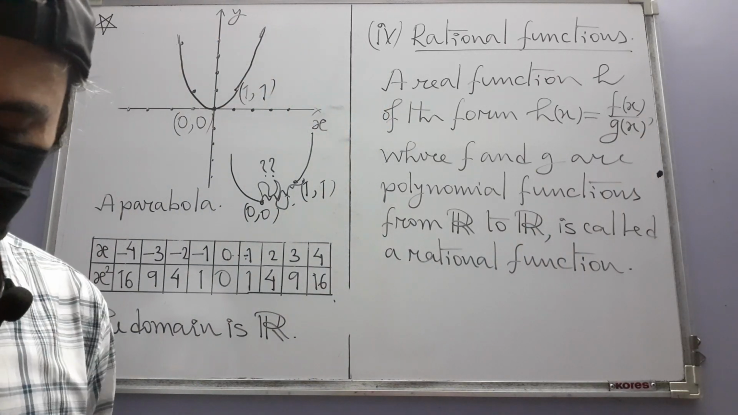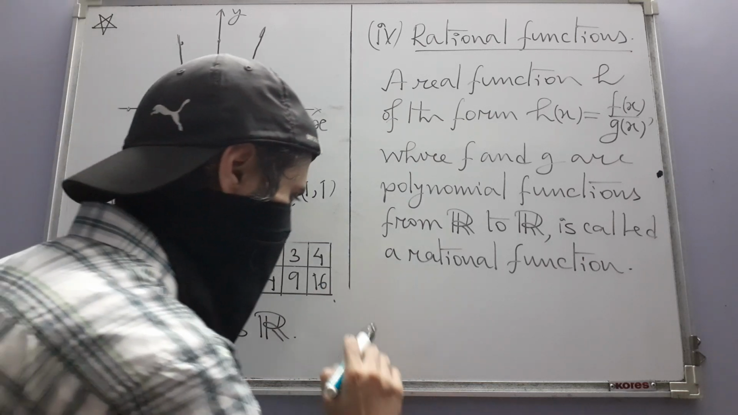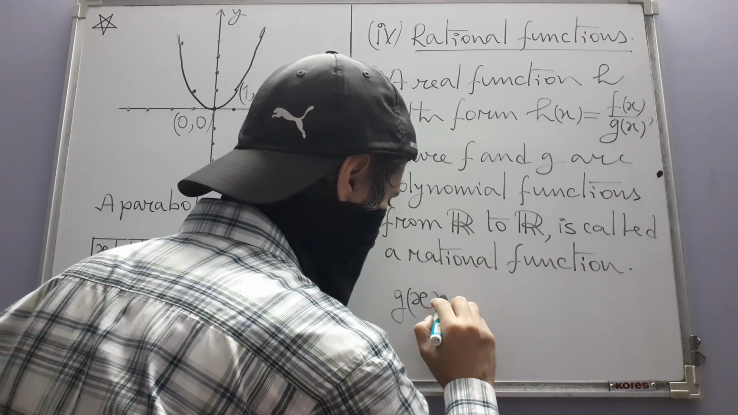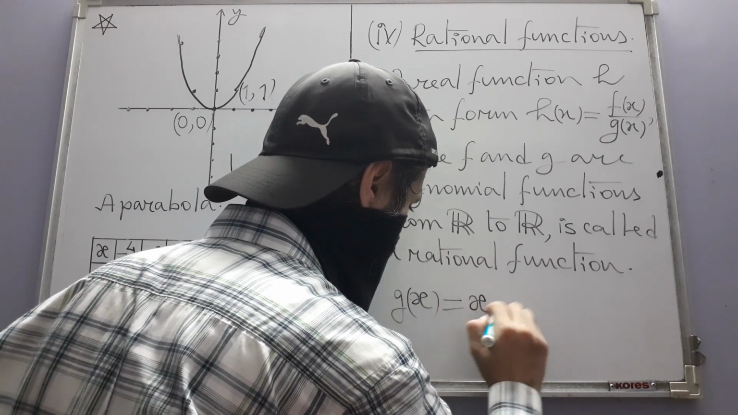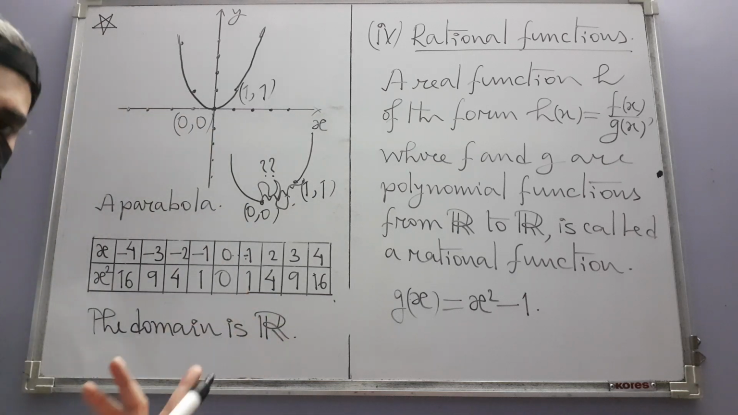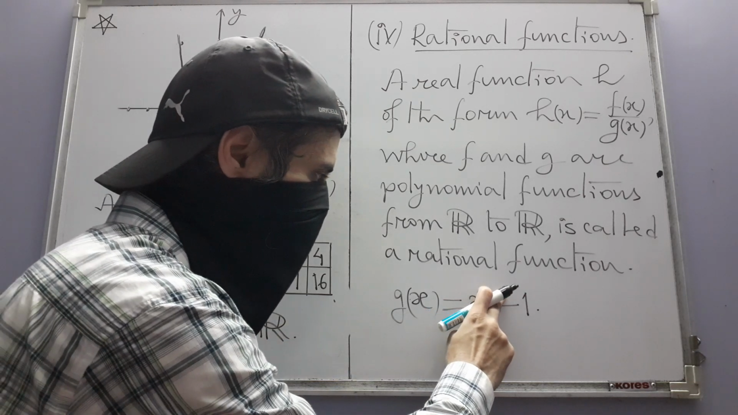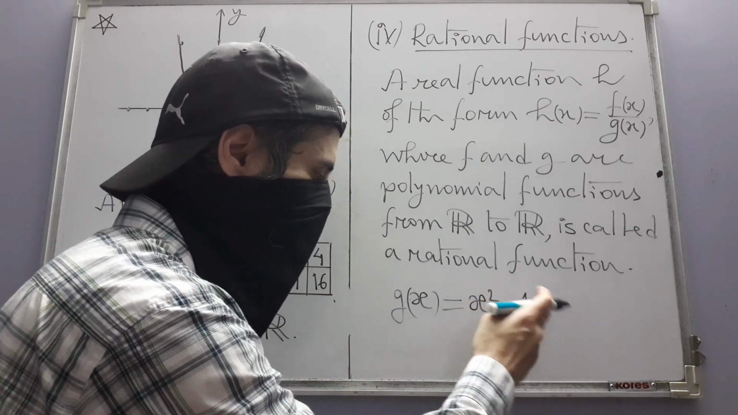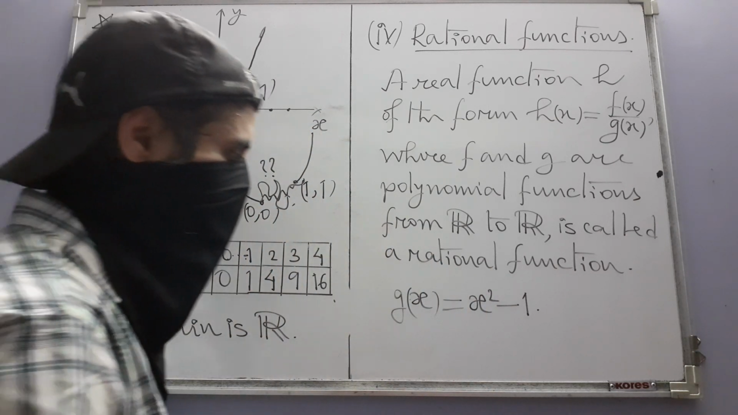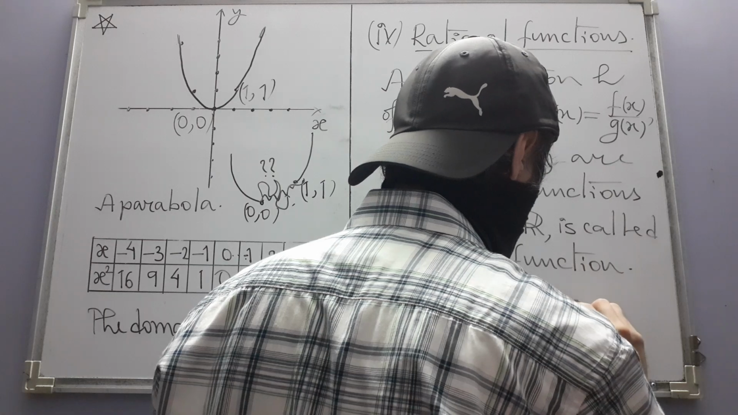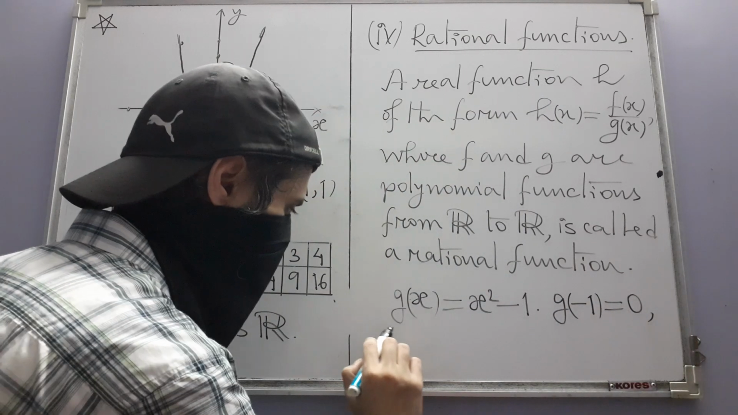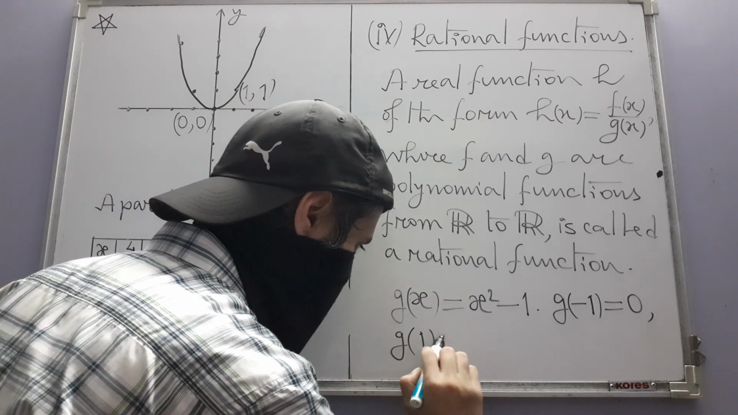Let me give you an example. Say you consider this polynomial function g(x) equal to x square minus 1. This is a polynomial function. Here n is 2, a0 is minus 1, a1 is 0 and a2 is 1. However, g of minus 1 is 0 and g of 1 is also 0.